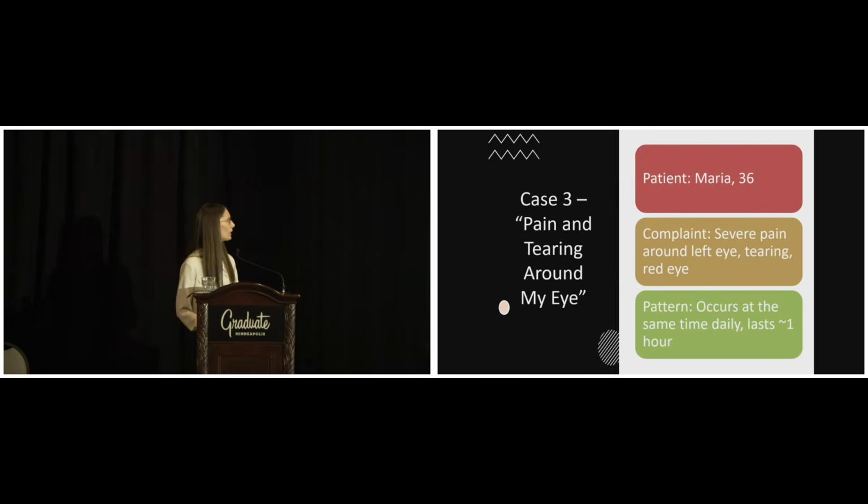Case 3: pain and tearing around my eye. This is Maria, she's 36. She has severe pain around her left eye. It's associated with tearing, and the eye turns red when you see it, when it's happening. This happens about the same time every day, and it lasts about an hour. So it's very severe when it happens, but then after that hour, she's fine, back to normal.